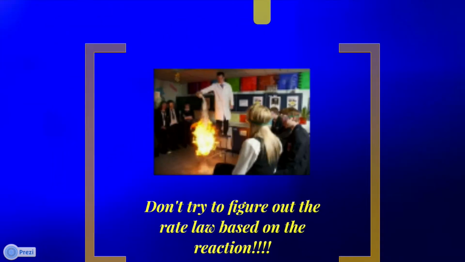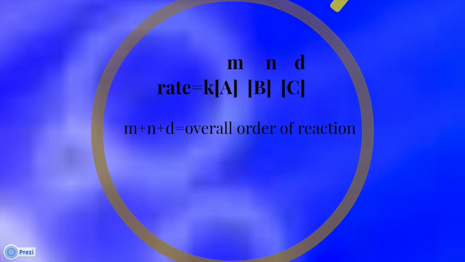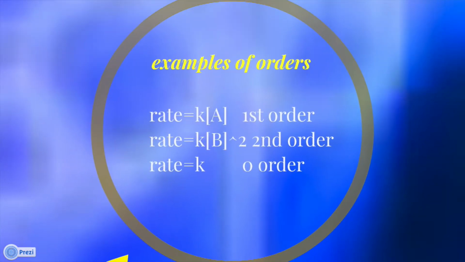So what do the exponents stand for in the rate law? They describe the order of the reaction, and the sum of the exponents is known as the overall order of the reaction. There are 3 types of orders that you will be dealing with in general chemistry: first order, second order, and zero order. A first order is when the exponent is 1, second order is when it's 2, and zero order is when there is no concentration shown for that substance.